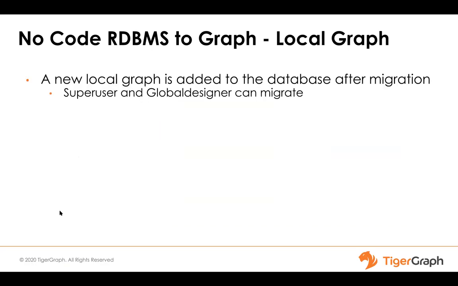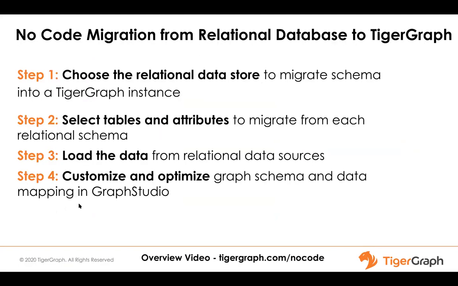For no-code RDBMS to graph, whenever you use this feature, a new local graph is added to the database after the migration. And this feature is restricted to the super user and global designer role. A few of the steps. Step 1, you can choose the relational data store to migrate the schema into the TigerGraph instance. Step 2, you can select the tables and attributes that you want to migrate. Step 3, you load the data. Step 4, you can customize and optimize your graph schema and data mapping in GraphStudio.